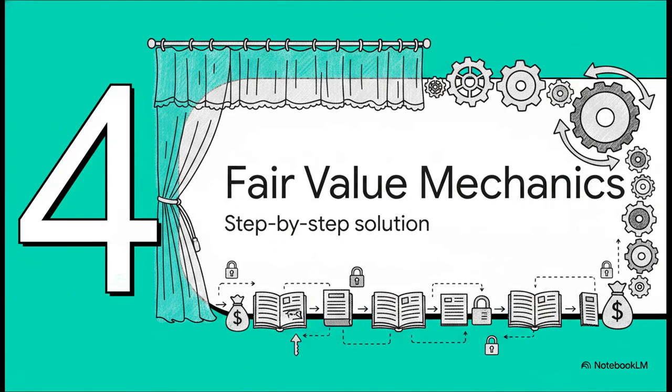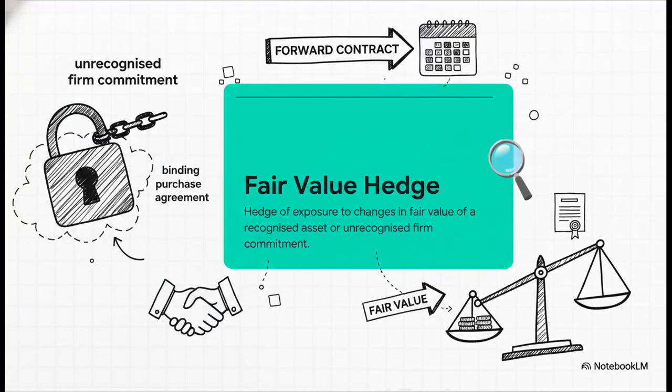All right, Section 4, Fair Value Hedge Mechanics. Let's walk through the step-by-step solution. First up, we have to establish our definitions. We're officially designating this relationship as a fair value hedge. Why? Well, because an unrecognized firm commitment is a perfect fit for a hedged item under this specific category. So again, our forward contract is our hedging instrument, and that binding purchase agreement is our hedged item.